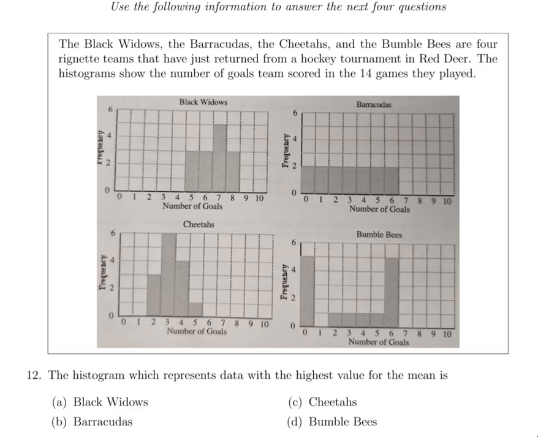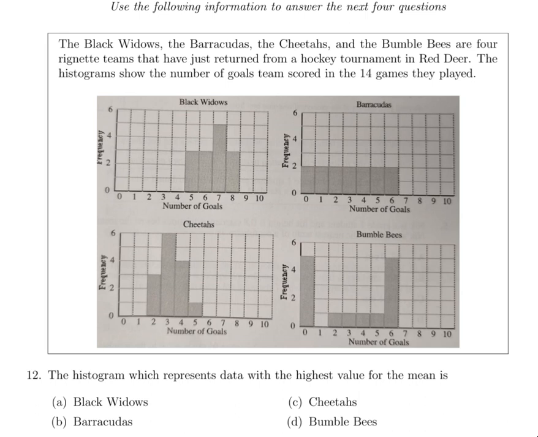This question says the Black Widows, the Barracudas, the Cheetahs, and the Bumblebees are four ringette teams that have just returned from a hockey tournament in Red Deer. The histograms show the number of goals scored in the 14 games they played. Okay, so here we go. So you can see the distributions there.